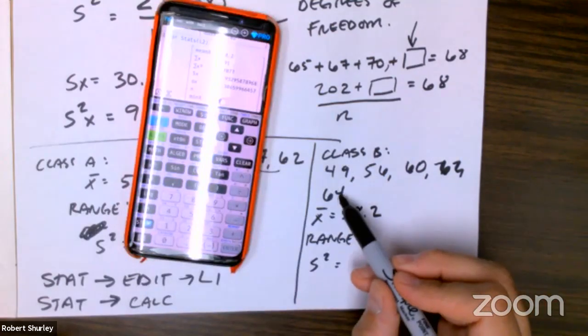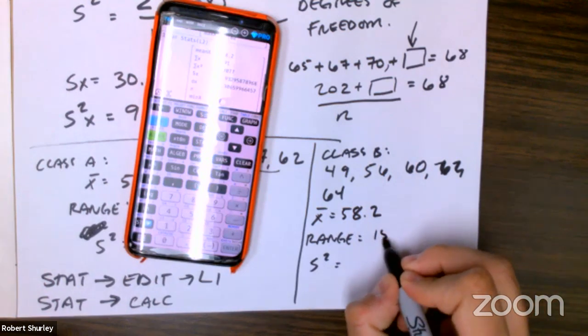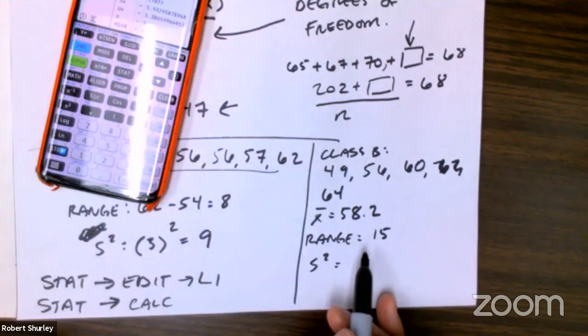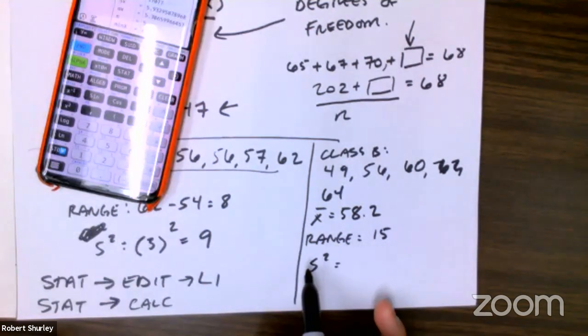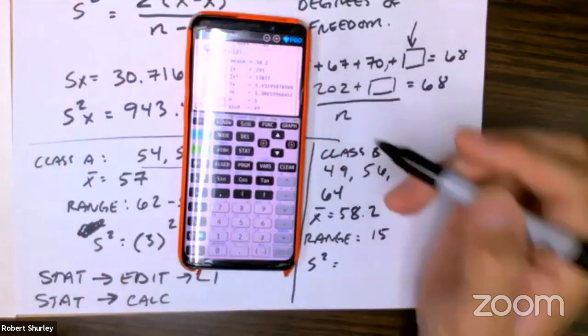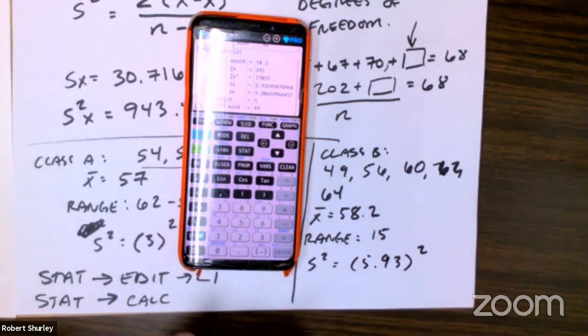My range is going to be 64 minus 49, so is that 15? So I've got a bigger range going on, right? And the other range was 8. I've got almost double on the range. Let's look at my sigma. My standard deviation for this one is 5.93. So I've got to square that.